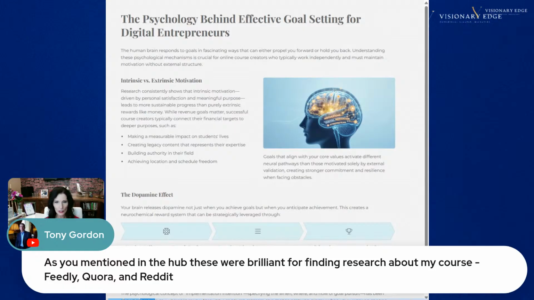So having these goals, understanding what your why is, also thinking about your business model and what you want this to look like when you go on vacation, and really building a business around your life and not the other way around. And these goals are really going to align with your core values and activate neural pathways that are motivated by external validation, creating this strong commitment and resilience when facing obstacles.